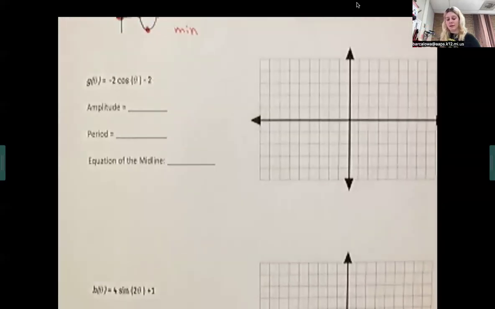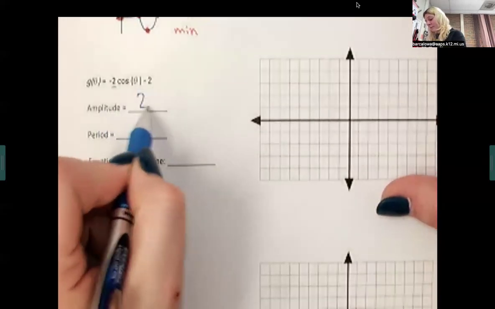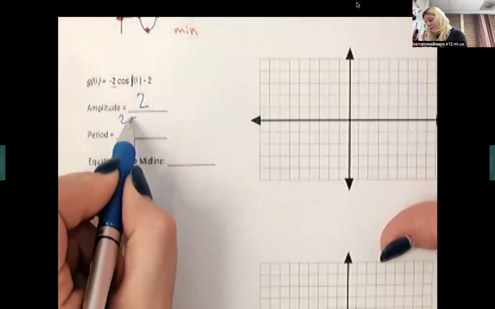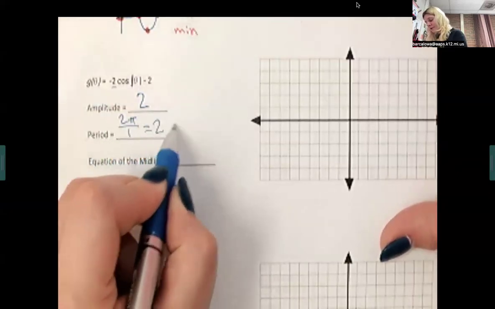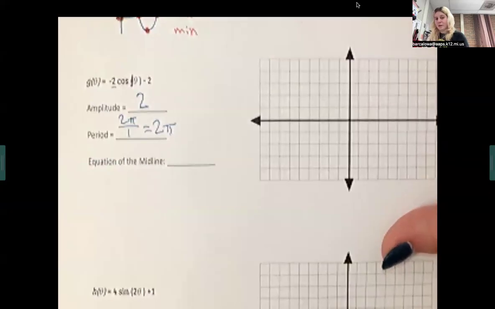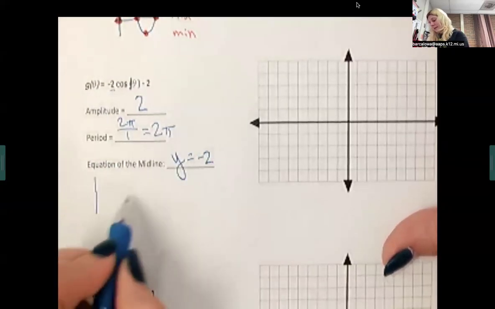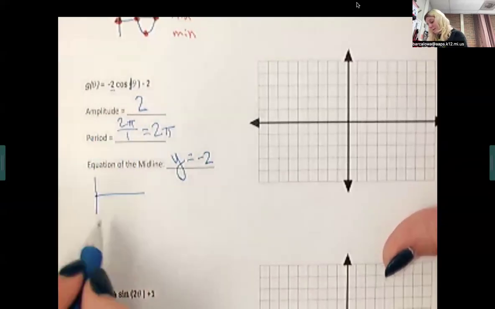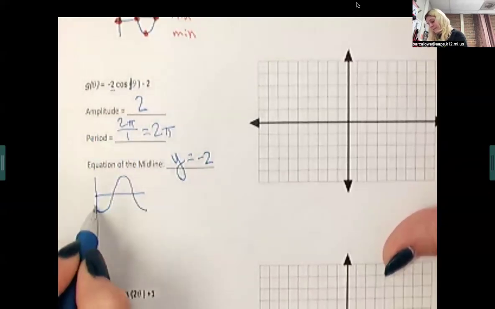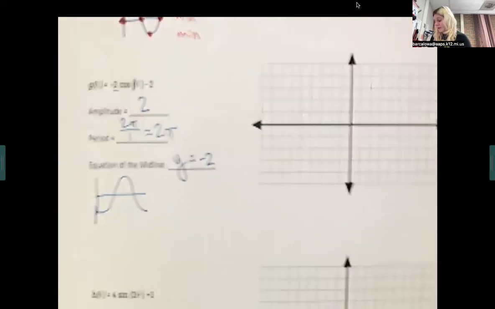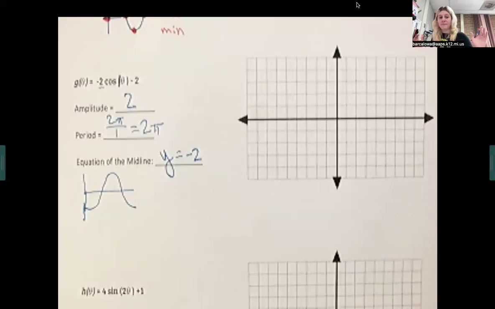All right, next thing. I'm going to go quick through the information gathering. Amplitude is 2, positive 2. Period. Ooh, there's an invisible 1 right there. 2 pi divided by 1, that's just 2 pi. Equation of the midline, y equals -2. And looks like I have a negative cosine graph. Started from the bottom. Okay, there's my information gathering.